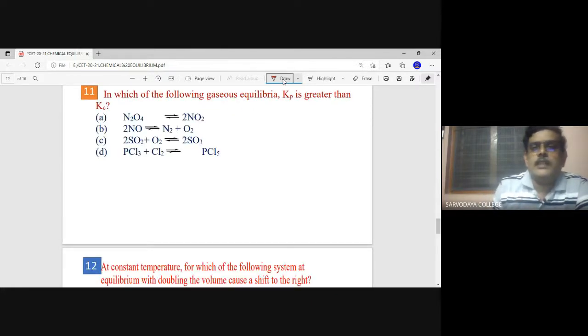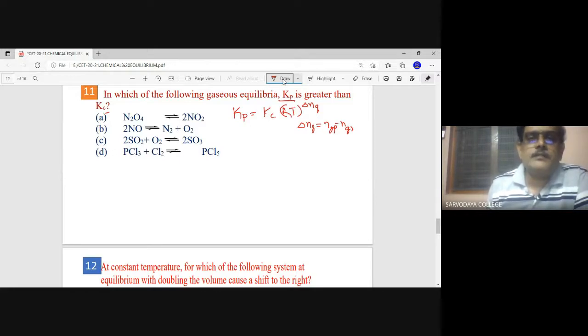In which of the following reactions is Kp greater than Kc? This is based upon the relationship between Kp and Kc. Kp equals Kc into RT, whole raised to the power delta Ng, where delta Ng, as in thermodynamics, is the number of moles of gaseous products minus the number of moles of gaseous reactants. In the first case, it is 2 minus 1, which will be a positive value, therefore delta Ng is positive and hence Kp will be greater than Kc. In the second case, delta Ng is 0, therefore Kp will be equal to Kc.